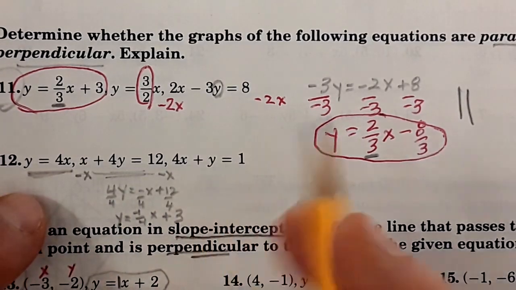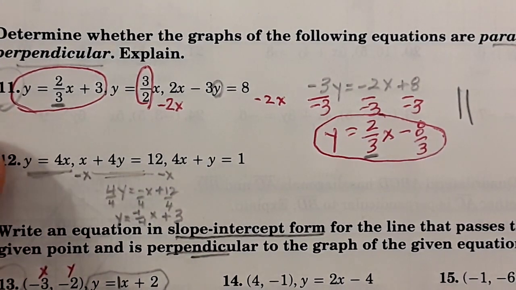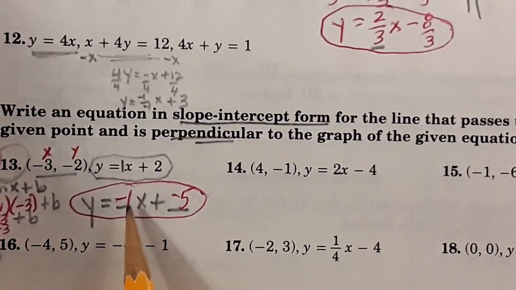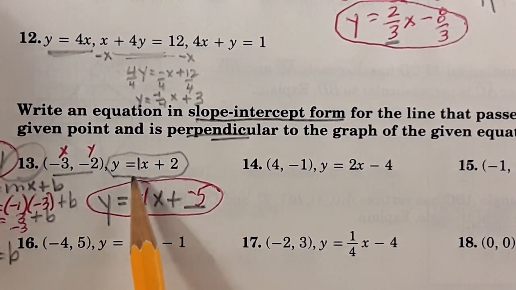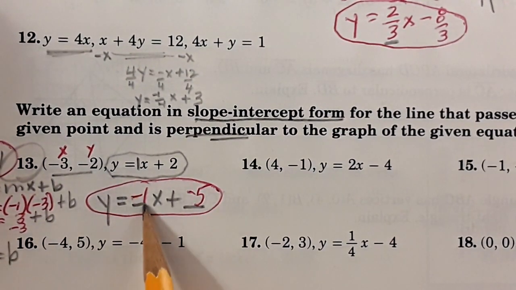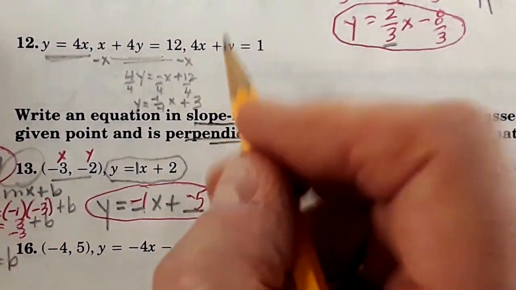Let's try this one. Anthony, question? How did you get negative 1x to 13 instead of 1x? Because the slope is the negative reciprocal of that slope. What's the negative reciprocal of 1? Negative 1. That's how I got it. Okay?